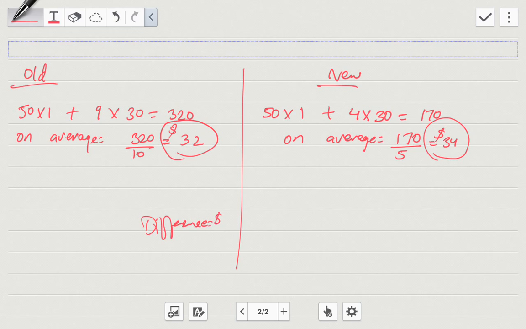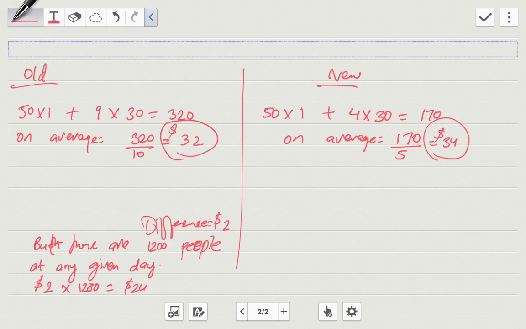The difference is $2, but there are 1,200 people at any given time, at any given day. So the difference is 2 multiplied by 1,200, that is $2,400 on average. So in the new paradigm, the town makes on average $2,400 more than in the old paradigm.